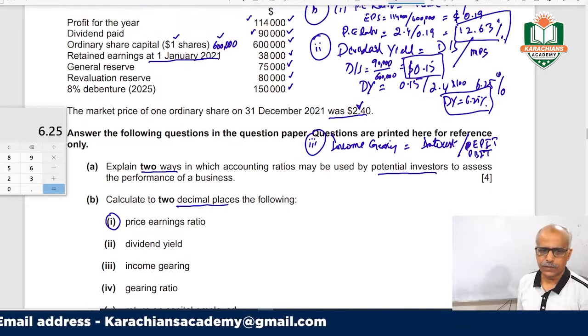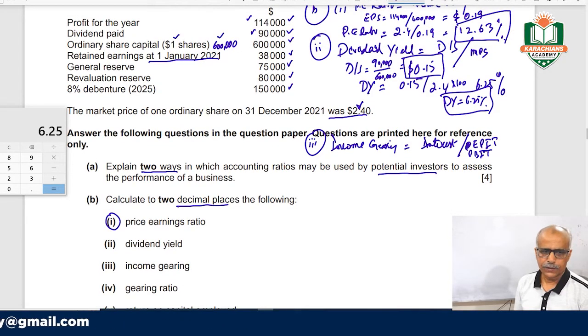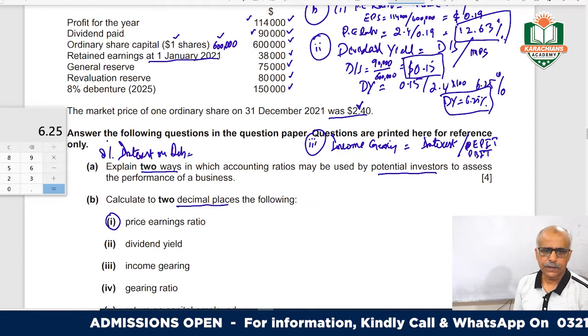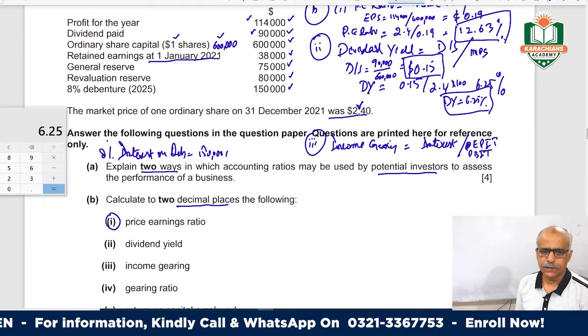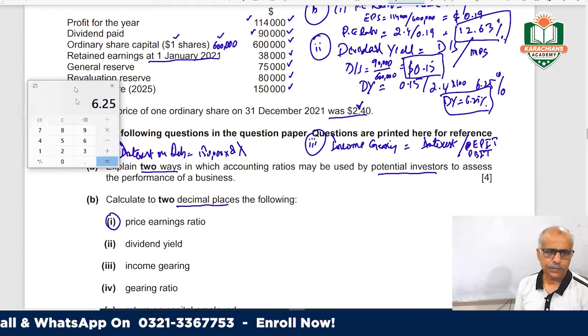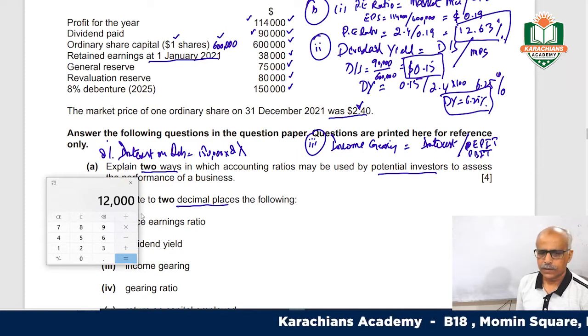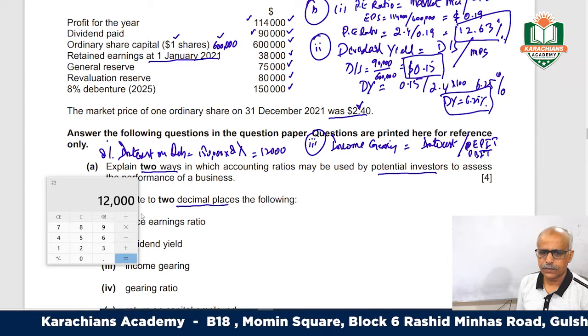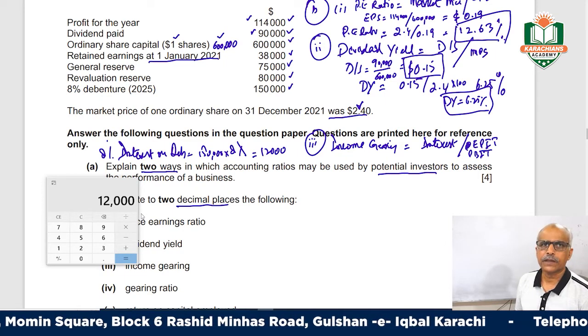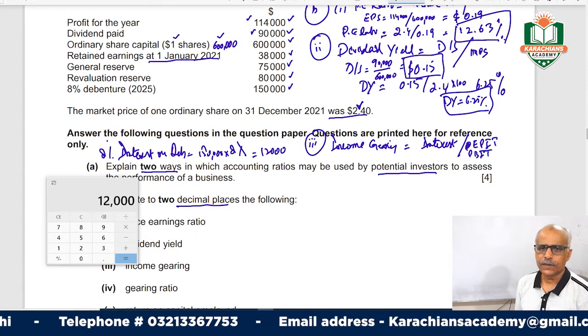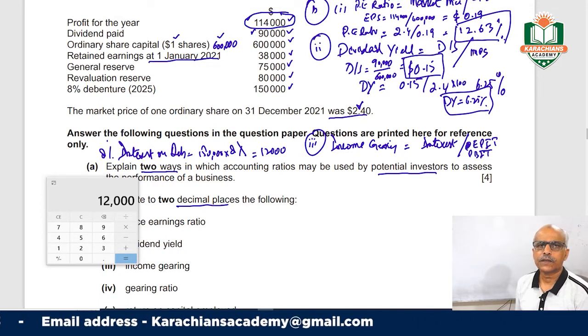We can calculate interest. Interest on debenture is 8%, so 150,000 into 8% will be 12,000. So interest is 12,000. Interest on debenture is 12,000, and earning before interest, this profit of 114,000, this is the profit for the year.